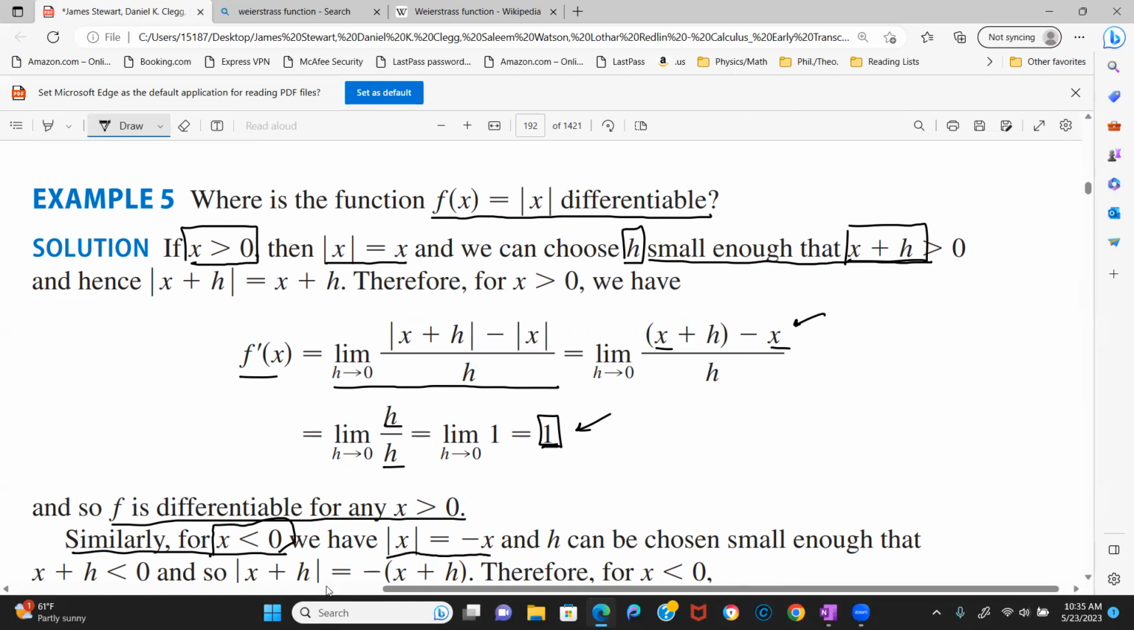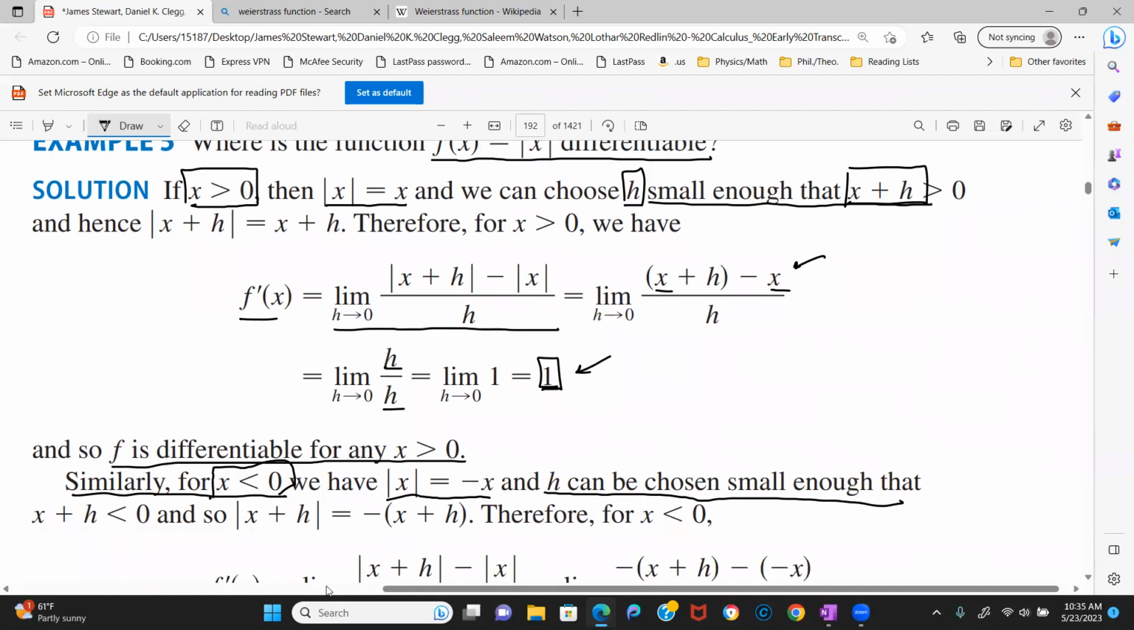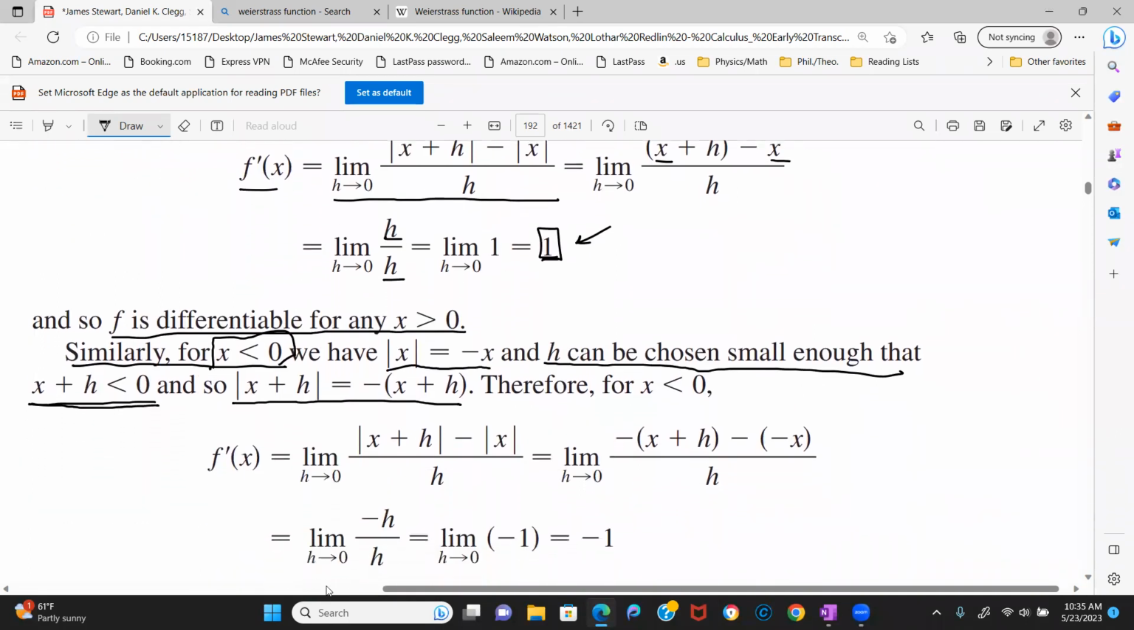So the absolute value of x is equal to negative x. And again, we can choose h to be small enough so that x plus h is still negative. So in this case, h could be a positive number, but because we're going to let h go to 0 anyways, we can choose h to be as small as we wish. We're going to choose h to be a small enough number so that even if h is positive, x plus h is still negative. So that means when you take the absolute value of x plus h, it's going to be the negative of x plus h.